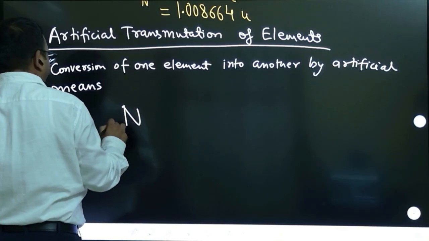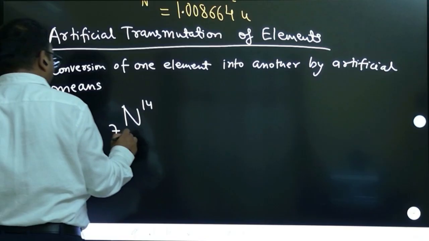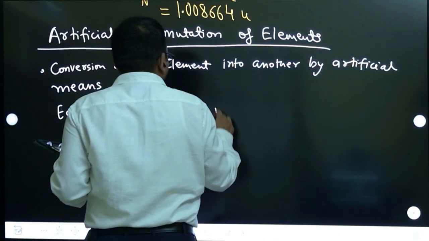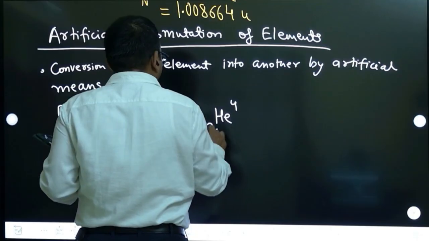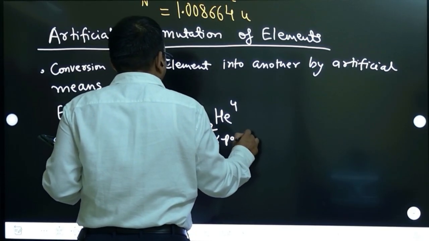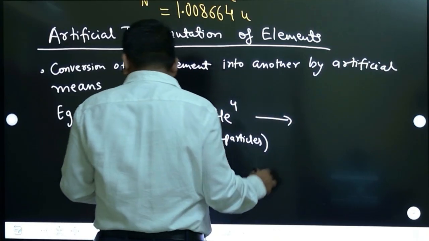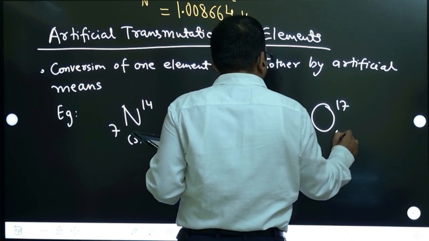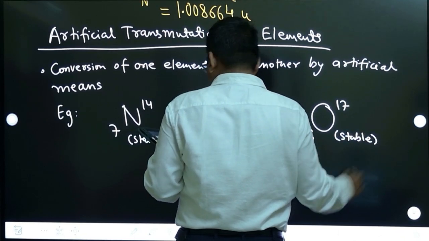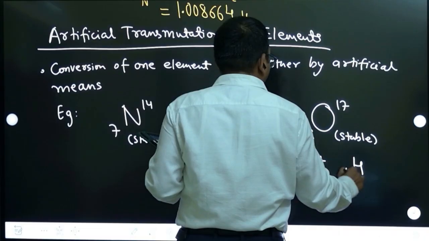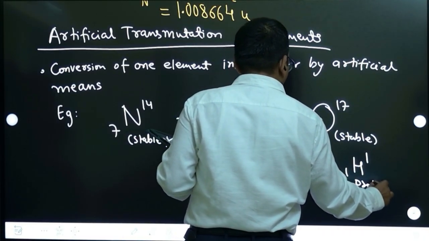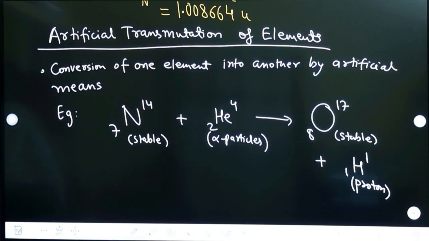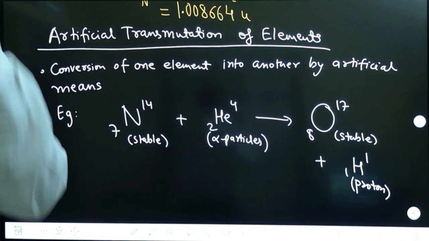Example: nitrogen-14 (7N14), which is stable, is bombarded with alpha particles. These are alpha particles, and when we bombard them, we get oxygen-17 (8O17), which is also stable, and we also get one proton, which is a hydrogen nucleus. So this was the discovery by Rutherford. Rutherford had done this discovery.